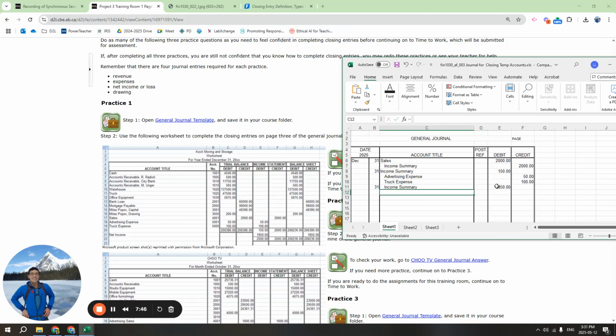And what do we credit then? Well, we're going to move that money to our capital account. And our capital account here is Miles Popoff Capital. So Miles Popoff Capital. Okay.